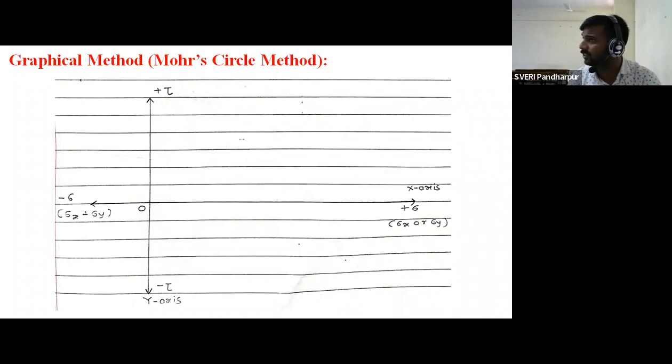So we have to read the statement carefully and check whether we have to solve that problem using the analytical method or the graphical method.